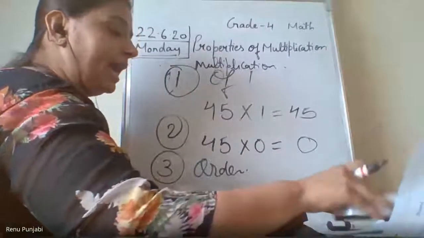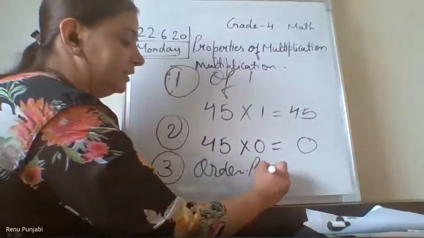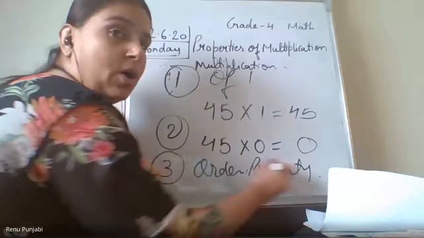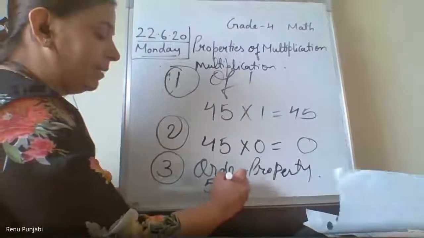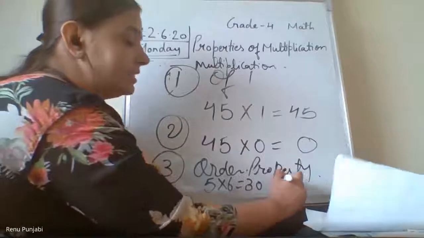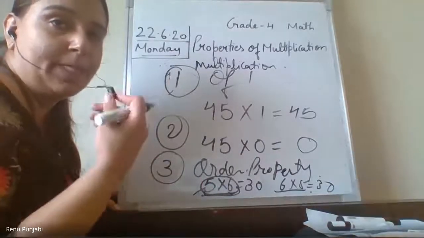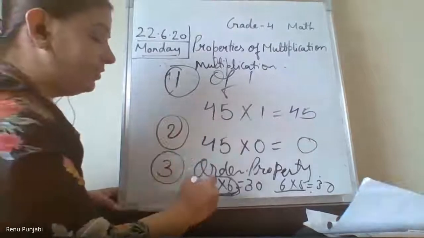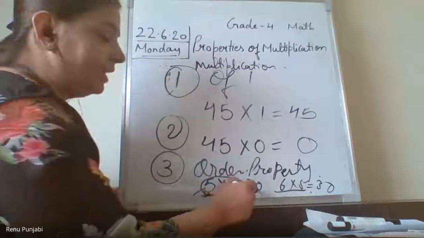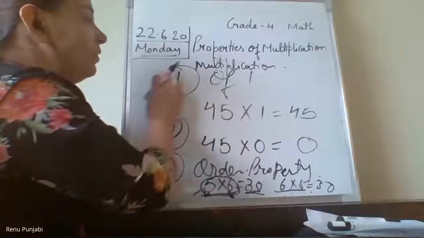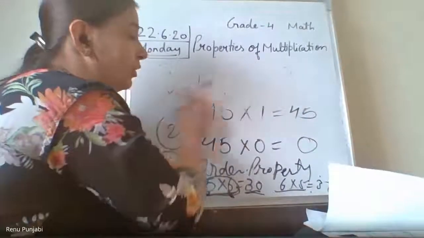Order property, I explained, means that if you change the order of the numbers, 5 multiplied by 6 is 30, then 6 multiplied by 5 is also 30. These numbers are called the factors. If you change the order of these factors, the product will be the same. Now next comes the grouping property.